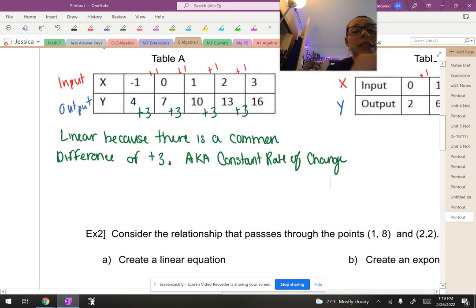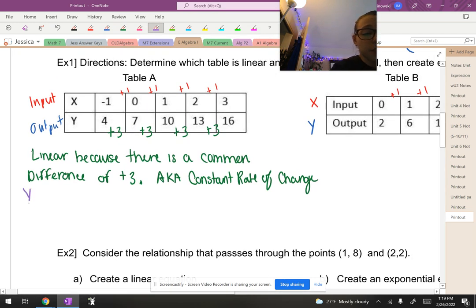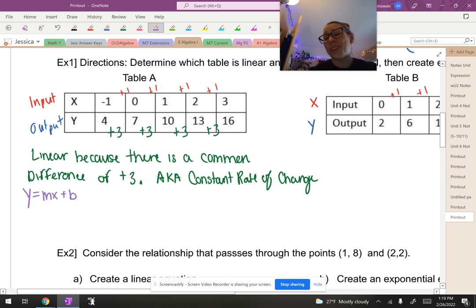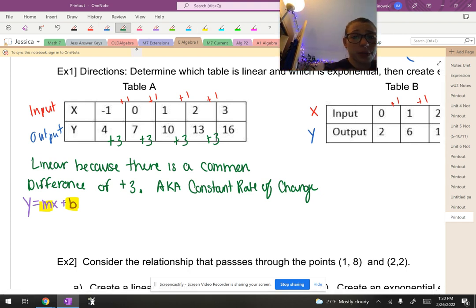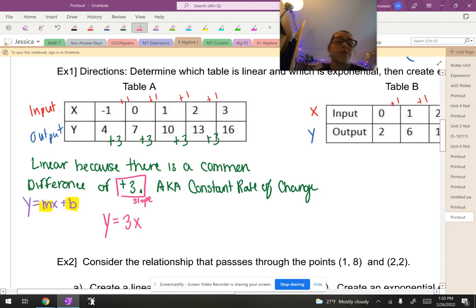So if I'm talking linear, the equation of a linear function or linear equation is y equals mx plus b that we know and love so much. The two pieces that we need to have filled in are the m and the b, which stand for your slope and your y-intercept. We already know that our slope is that 3. So that gives me the equation y equals 3x, and I just need to find that b, or that y-intercept.